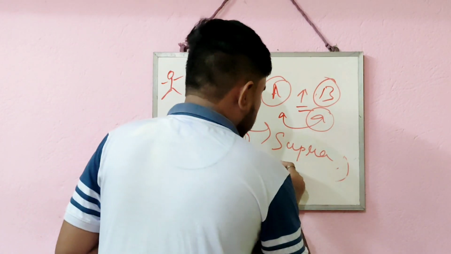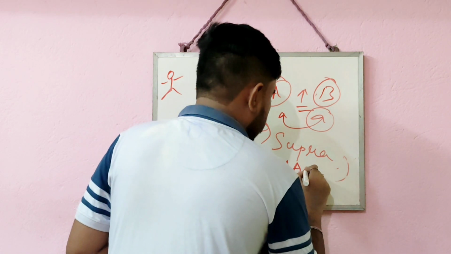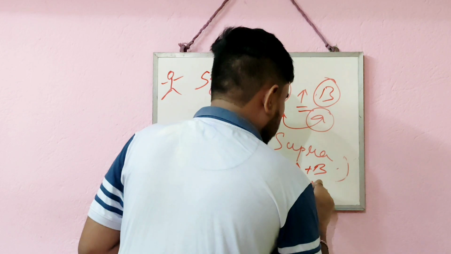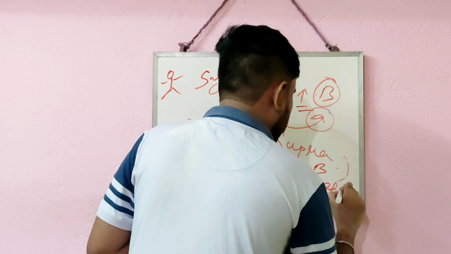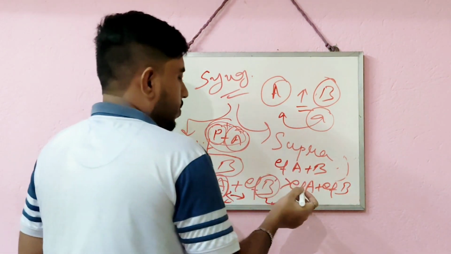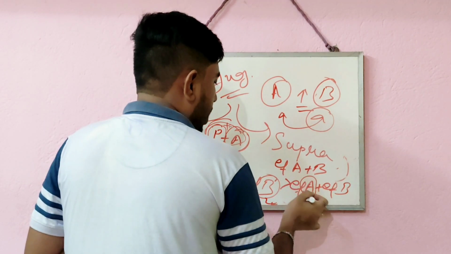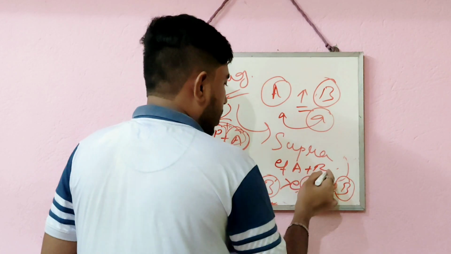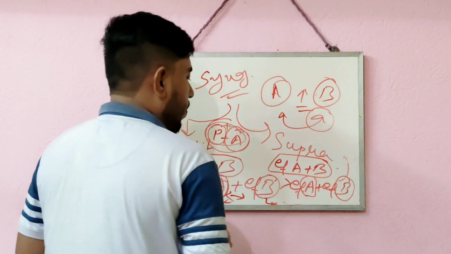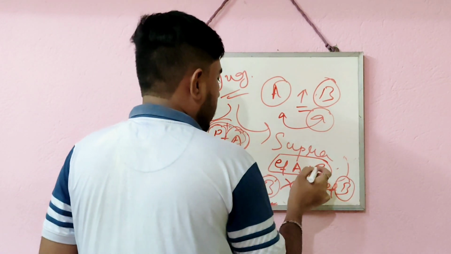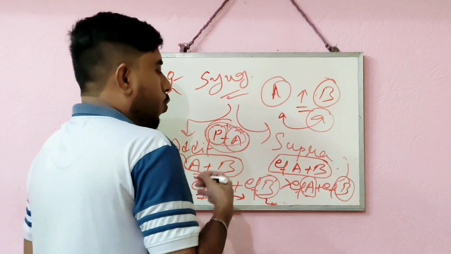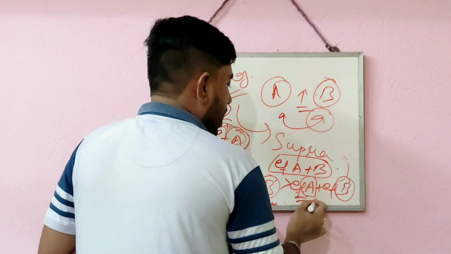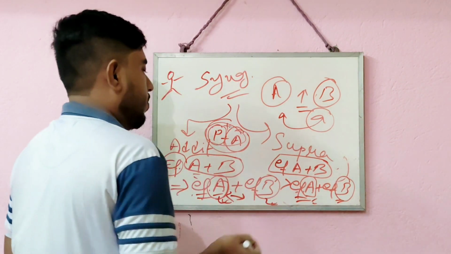In supra-additive synergism, the effect of drug A plus B will be more than the effect of drug A plus the effect of drug B. So the individual actions of drug A and B are less than the total combined action of A plus B. That means the combined effect of A plus B will be more than the sum of the individual effects of drug A and drug B.